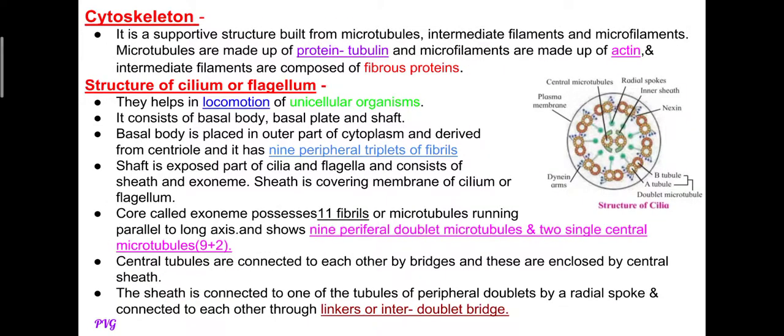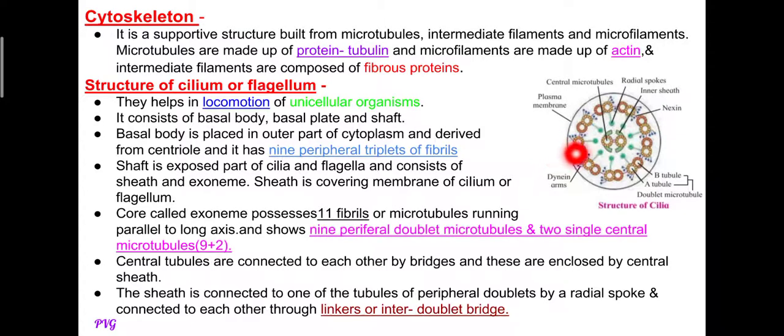Then next cell organelle, that is the cytoskeleton, and in cytoskeleton we study the structure of cilium and flagellum. Actually cytoskeleton is a supportive structure built from microtubules, intermediate filaments, and microfilaments. Microtubules are made up of the protein tubulin, and microfilaments are made up of the protein actin, and intermediate filaments are composed of fibrous proteins. So see the structure of flagellum. They help, or cilium helps, for locomotion in unicellular organisms. त्याच्यामध्येच त्याचा रोल महत्त्वाचा आहे.